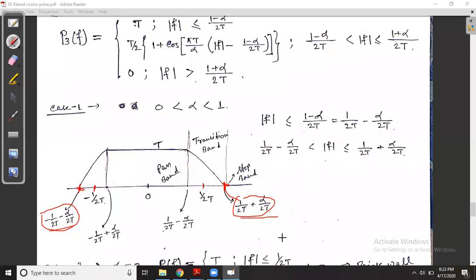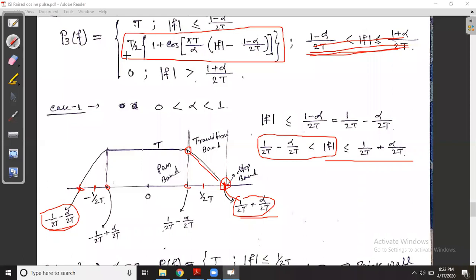The next case is this one, if I take this part. Again the frequency value is less than 1 by 2T, somewhere here, and again less than 1 by 2T on the negative side also. Now see this point and this point, we can join them by this part of the equation. When this second condition is satisfied, the pulse shape will depend on this equation.